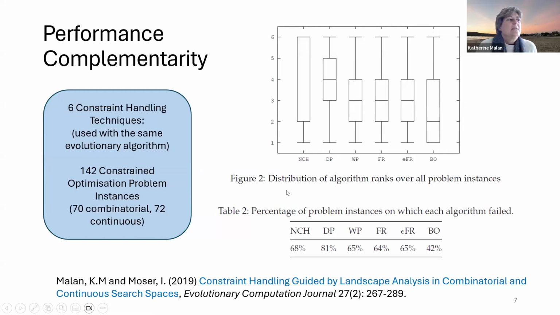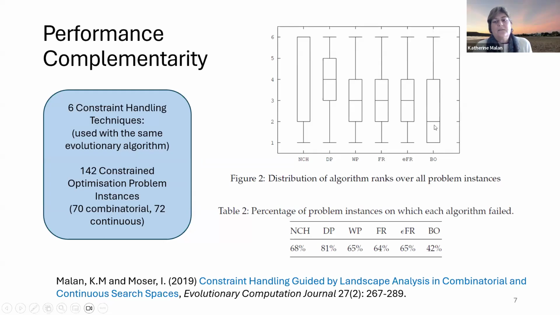And we looked at, okay, so here figure 2 shows a distribution of algorithm ranks. So we had 1, 2, 3, 4, 5, 6 constraint handling techniques used with an evolutionary algorithm: no constraint handling, death penalty, weighted penalty, feasibility ranking, epsilon feasibility ranking. Don't worry about it. It's just different approaches and a bi-objective approach to constraint handling. And we found that over this set of 142 constrained optimization problem instances, there was performance complementarity. So all of the constraint handling techniques had the worst rank of 6 and the best rank of 1 on at least one problem instance.